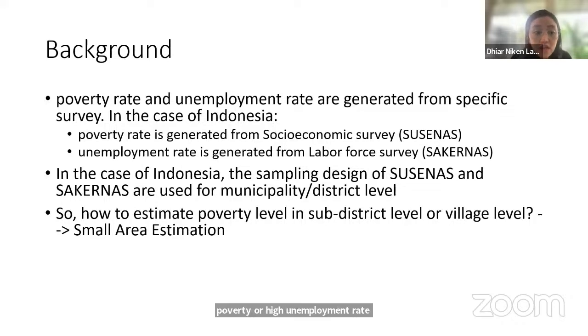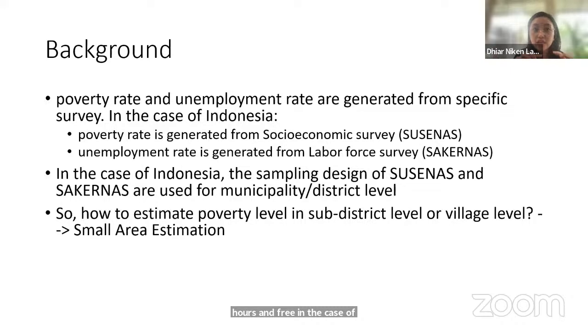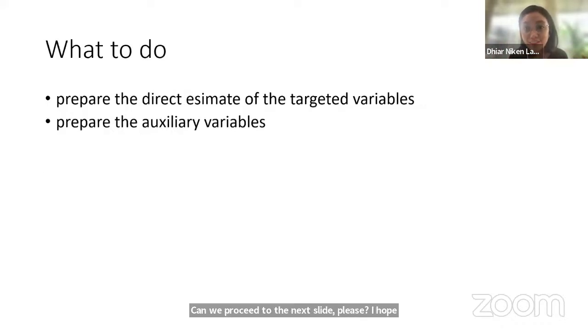So how do we get an accurate estimate for small areas such as the sub-district level or village level? Because our survey is not designed to generate estimates at those levels. In the case of Indonesia, our survey is designed to generate estimates at the municipality level. So we cannot generate estimates for the sub-district level because they are not reliable enough. We don't have enough sample for that. So how do we get an accurate estimate for the sub-district level? Therefore, there is small area estimation. Small area estimation is one of the solutions. Can we proceed to the next slide, please? I hope you can get the background of this study.